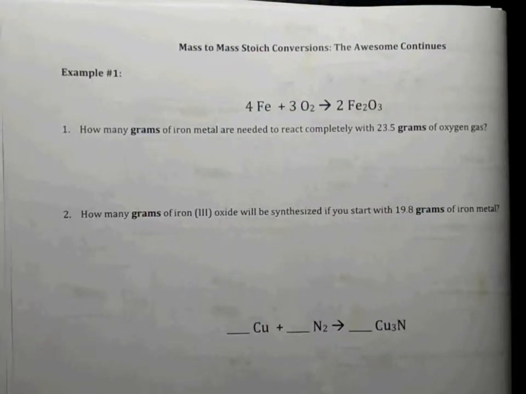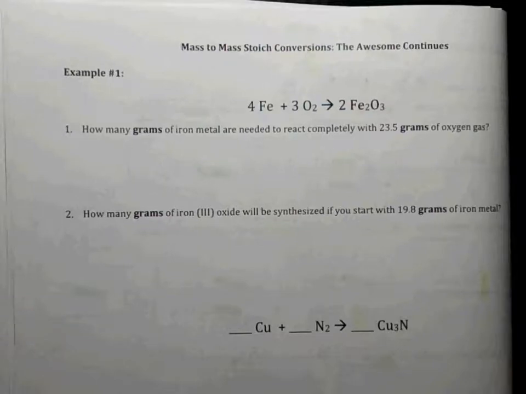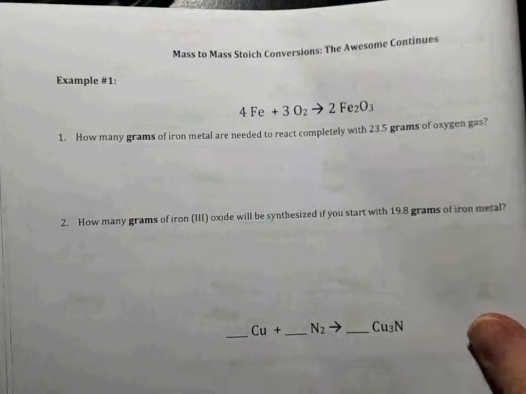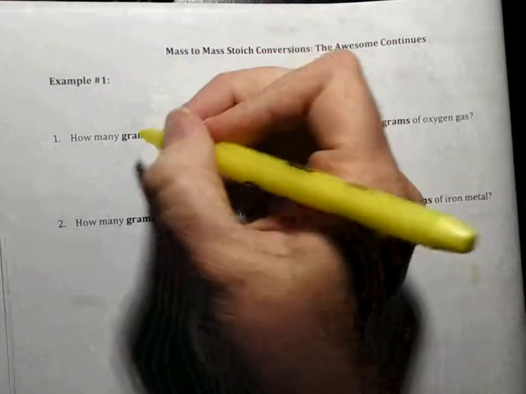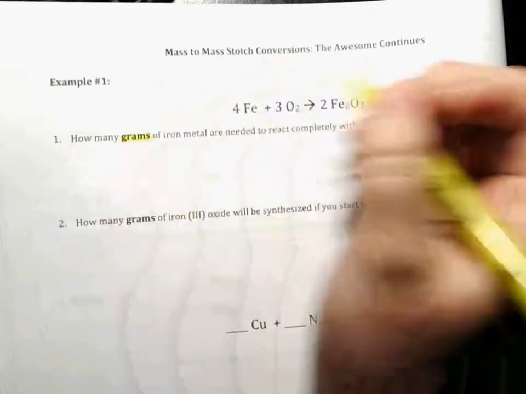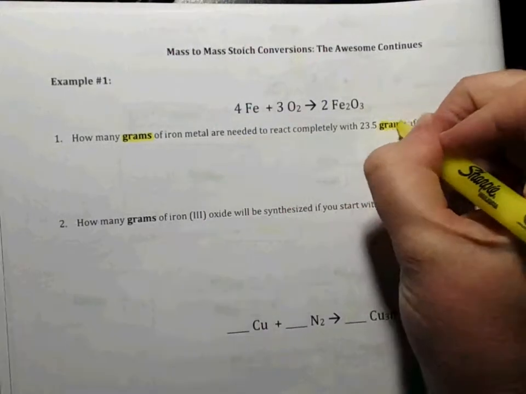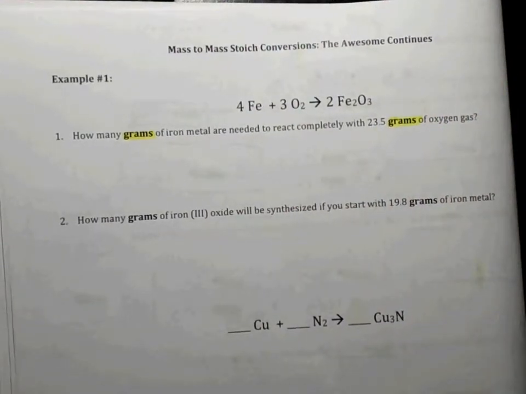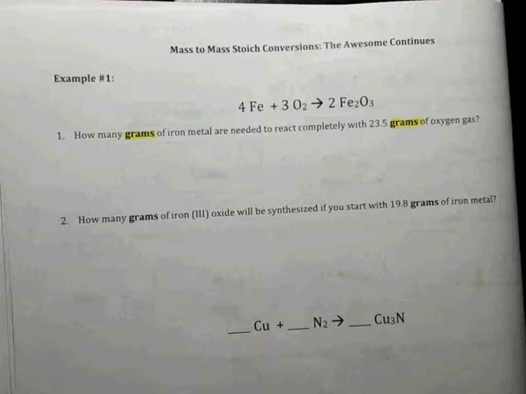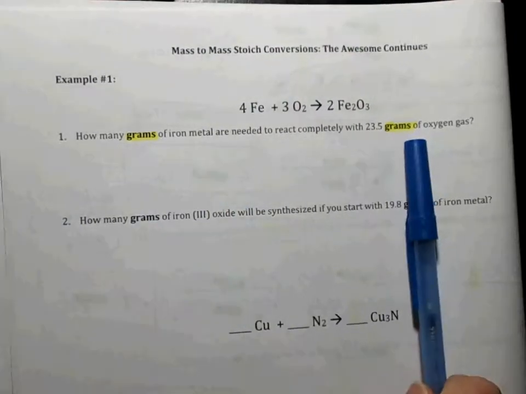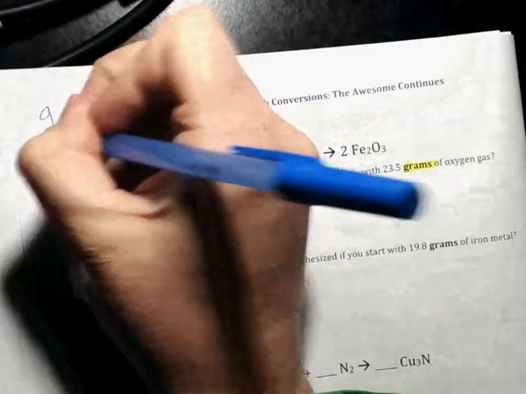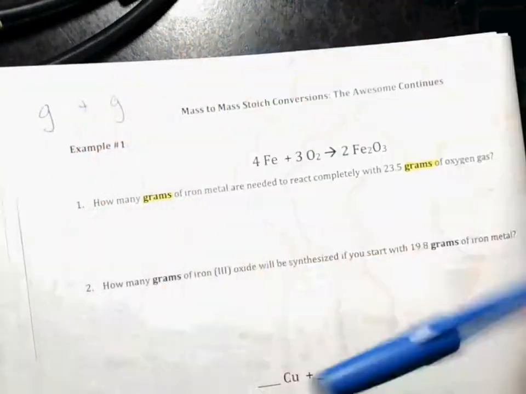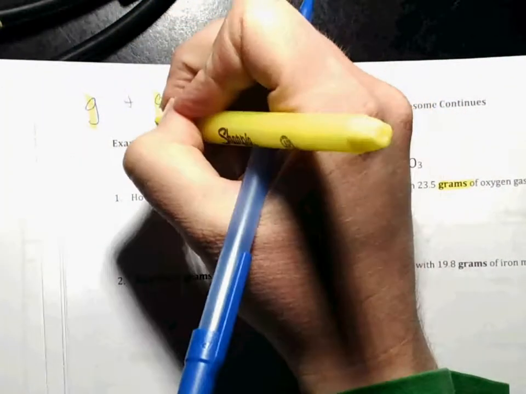Alright, we're moving on to page 17. On page 17, if you look at example number 1 here, we're now being asked how many grams of iron metal are needed to react completely with 23.5 grams of oxygen gas. This is a problem where we're doing grams of one chemical and grams of the other chemical. You guys, if you're doing a problem that is grams and grams of each chemical, guess what?